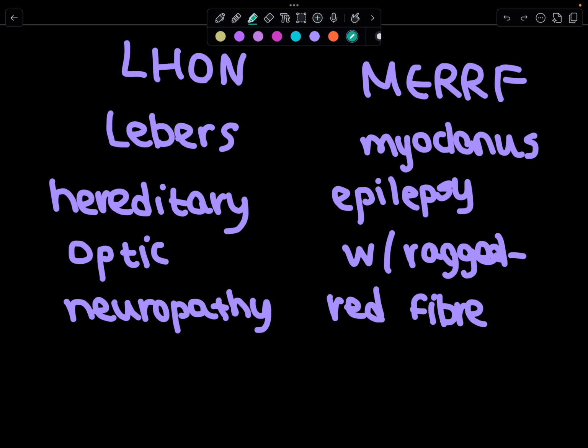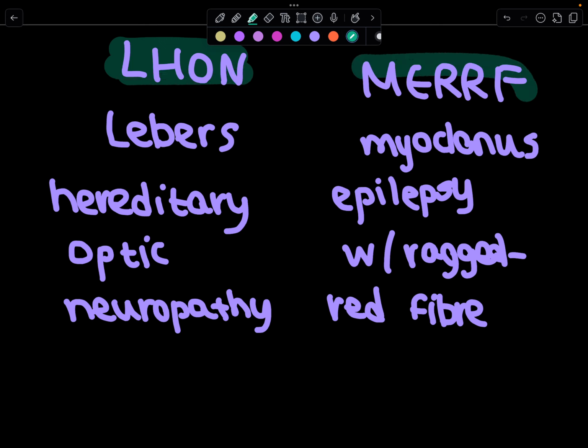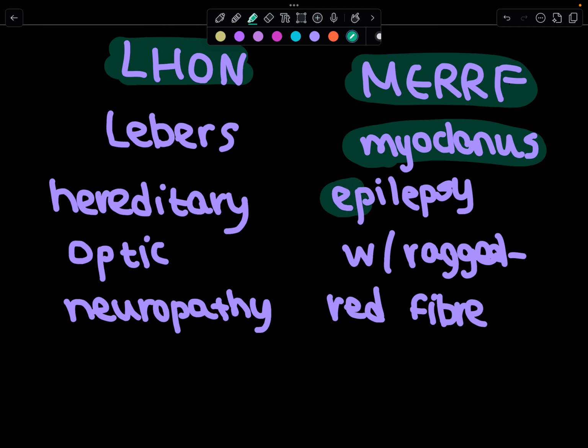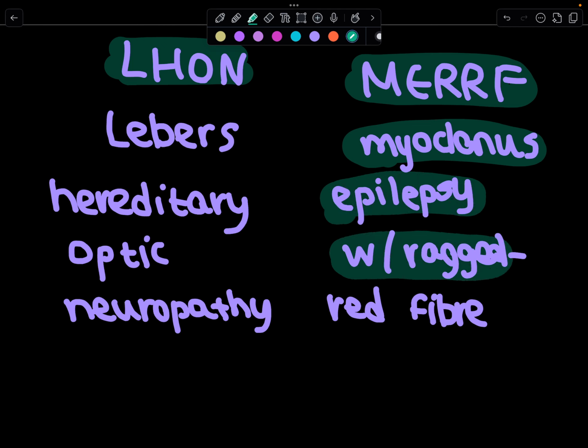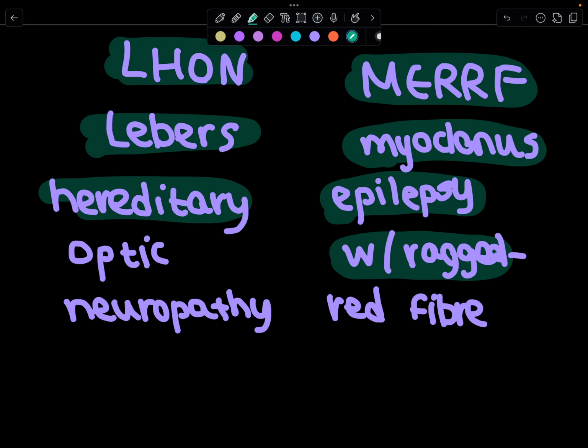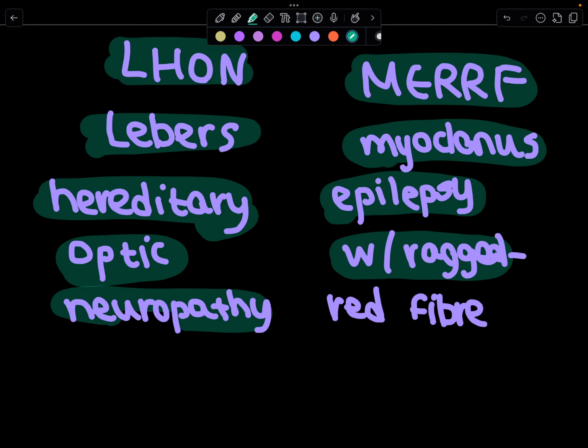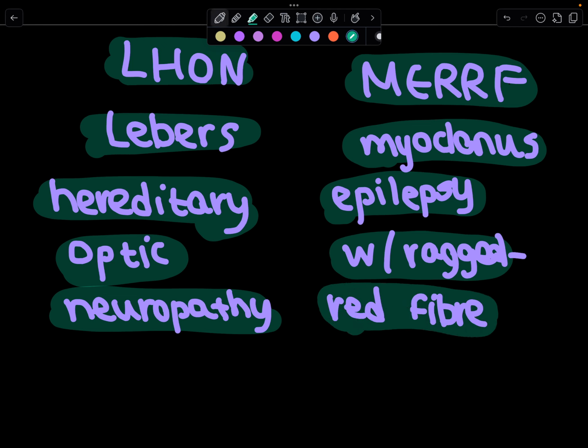Leber's hereditary optic neuropathy, LHON, is named after Theodor Leber, who described it, with hereditary indicating maternal mtDNA inheritance, and optic neuropathy pointing to optic nerve damage causing vision loss. Myoclonus epilepsy with ragged red fibers, MERRF, describes its key symptoms: myoclonus, muscle jerks, epilepsy, seizures, and ragged red fibers.